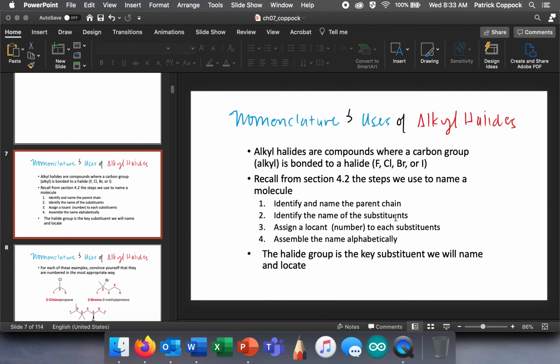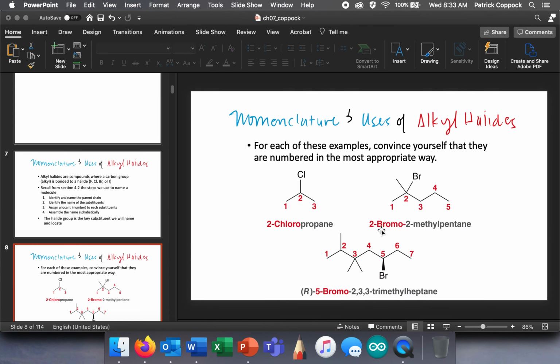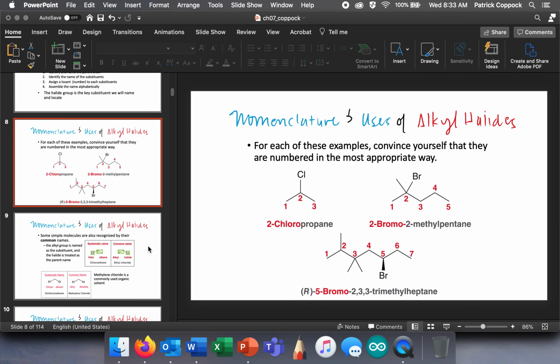So let's look at some examples. Look at this: 1, 2, 3. There's our propane, our parent compound, and we have a chloro group on it. It's on the 2 carbon, so this is 2-chloropropane. You've seen how to name things like this before. So when we're naming a halide, we call it chloro, bromo, iodo, and fluoro for chlorine, bromine, iodine, and fluorine, respectively.